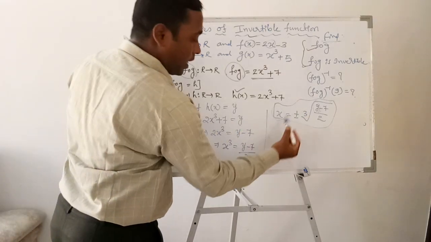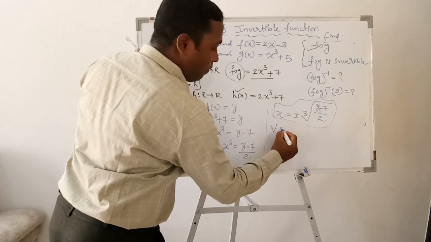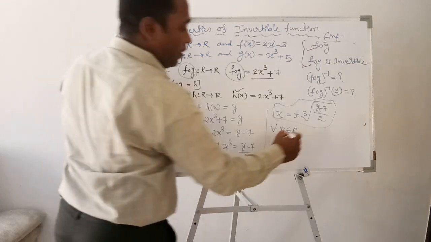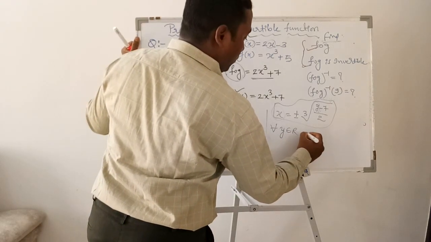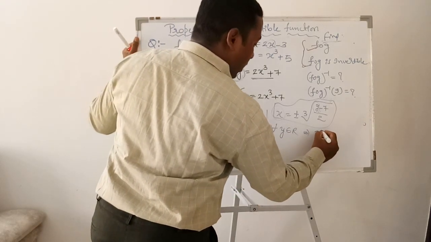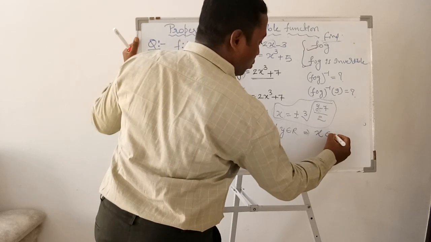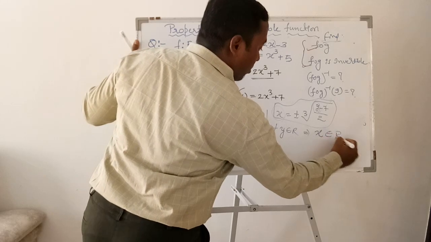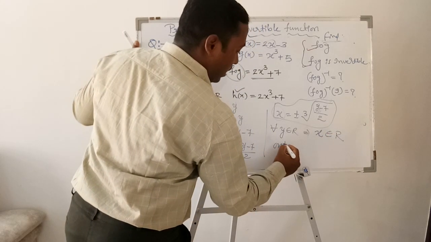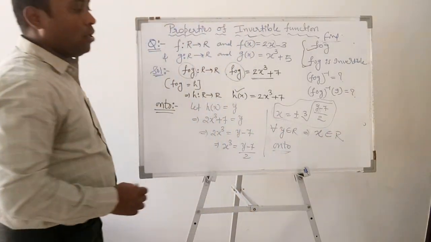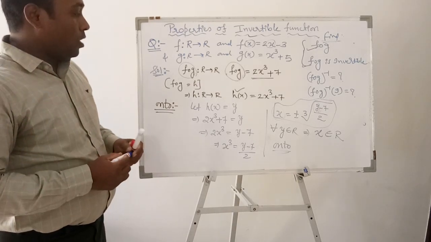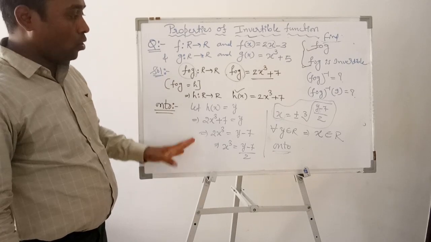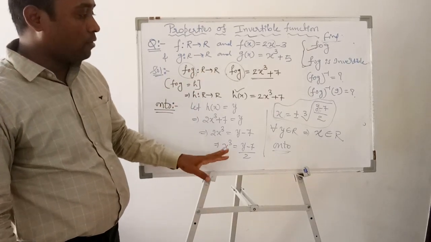So I can say again here, for every value of y which belongs to real numbers, we are able to get x, which belongs to real numbers. Hence, we can say that h of x is onto. So here we are able to prove the given function is one-one and onto. Hence it is a bijective function.